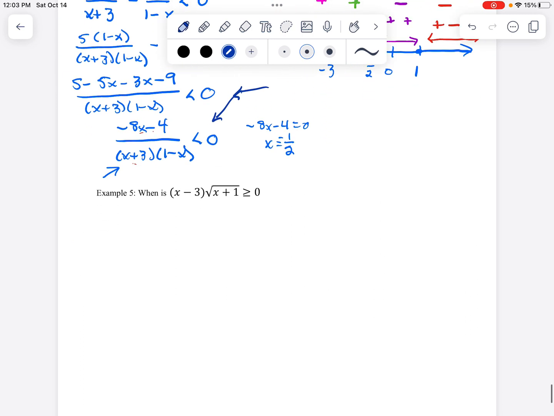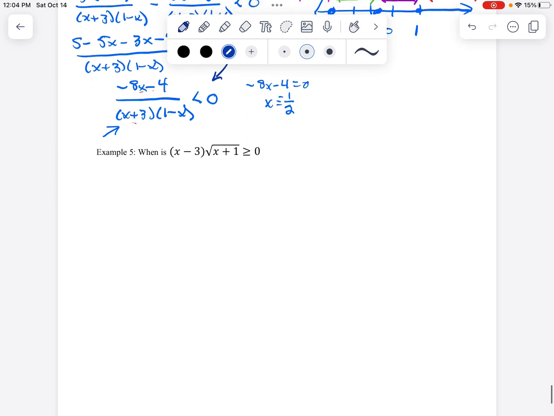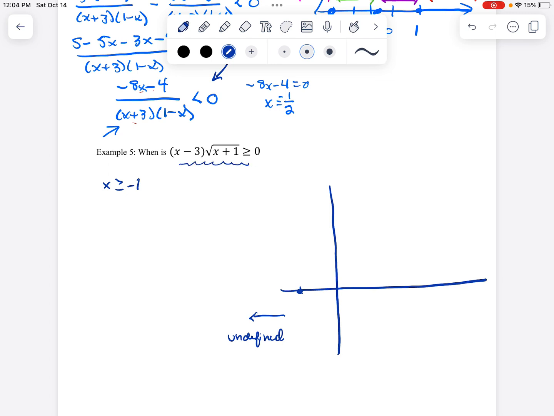Now, it doesn't have to be a rational function. It doesn't have to be a polynomial. It doesn't have to be any sort of function we've seen before. It can be some crazy functions, like this one right here. Well, first of all, we know x has to be greater than or equal to negative 1. So for everything left of negative 1, the function is undefined. But on the other side of negative 1, when is my function positive? When is it over the x-axis?